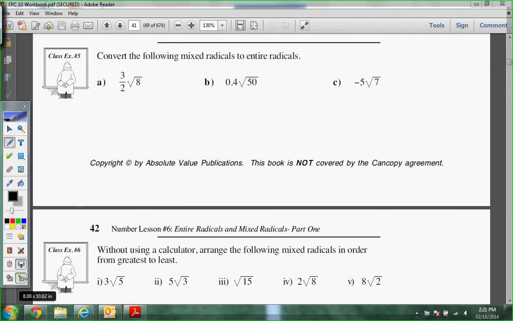All right, so for the following, convert mixed radicals to entire radicals. Now it's a fraction, 3 halves. I want to square that. So how do I square 3 halves? Square top and bottom. Good. That's going to make 9 over 4. So root 9/4 times 8. Yep, 18. You're going to have 9 times 8, 72, divided by 4 is 18. So that's going to be root 18.